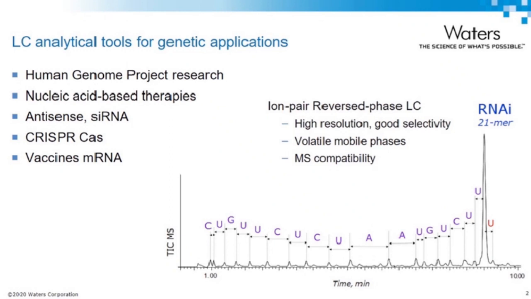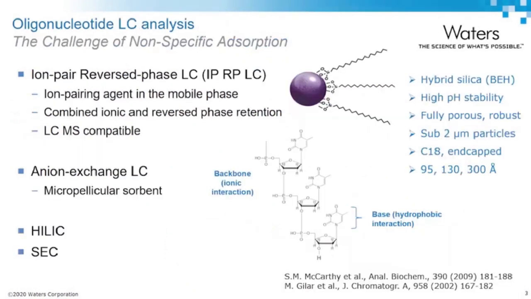You can see the separation here. The target RNA oligonucleotide is resolved from the impurities. Selectivity is good. Efficiency is good. The reason why ion pair reverse phase chromatography is so successful among the other methods, you can see them listed here. Ion exchange is very useful. Lately, we investigated HILIC or size exclusion. Those are all excellent methods.